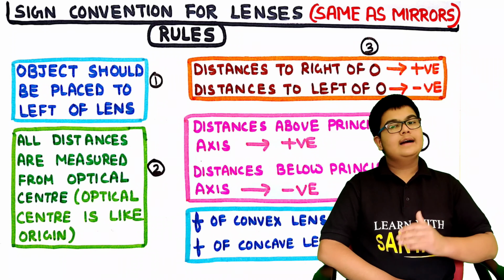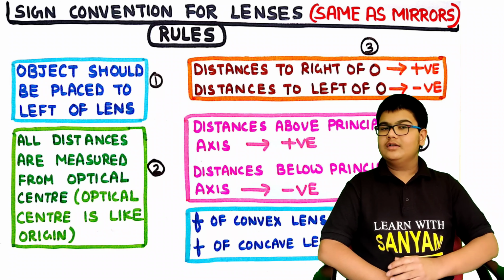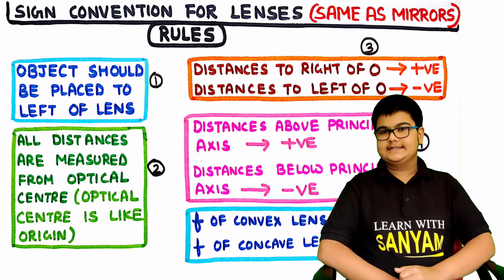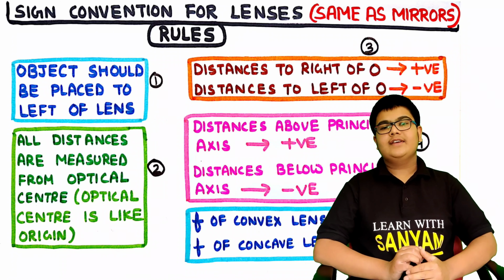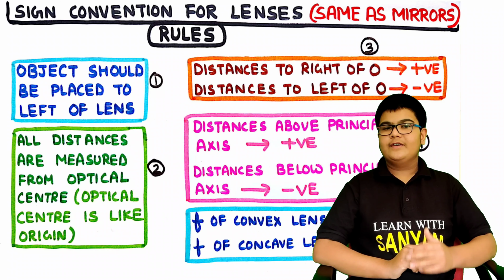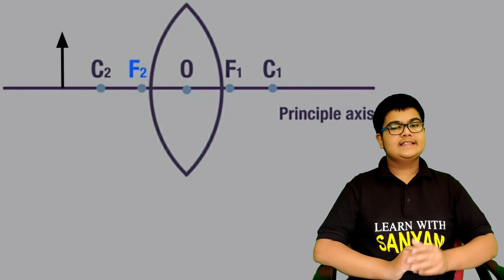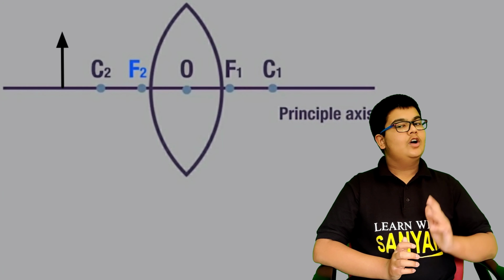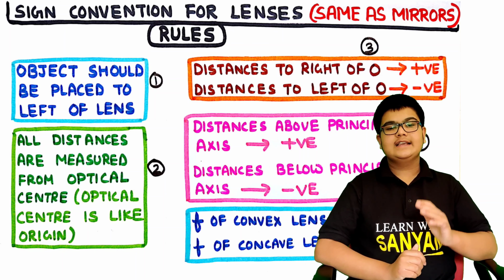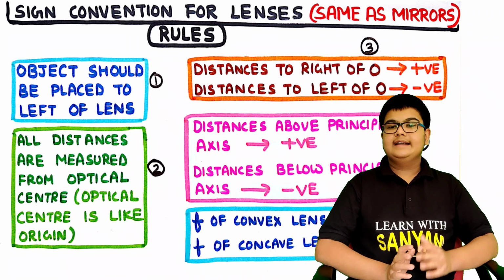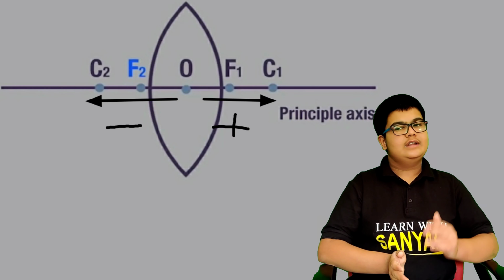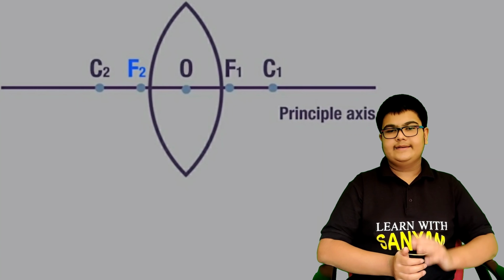But before learning about these formulas, we have to learn the sign convention used for solving the numericals for lenses. Now, most of these sign conventions are the same as for mirrors. Let's revise them. So, the first rule says that the object should be placed to the left of the lens. All distances are measured from the optical center. And the optical center is like the origin of the lens. And distances to the right of the optical center are positive. Distances to the left of the optical center are negative.